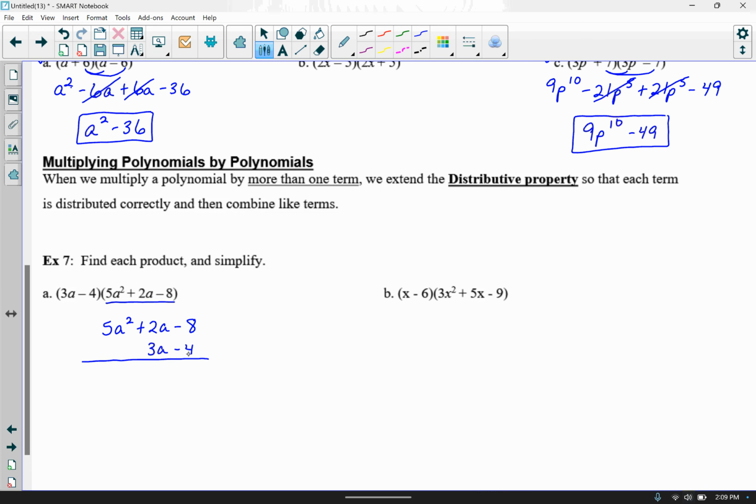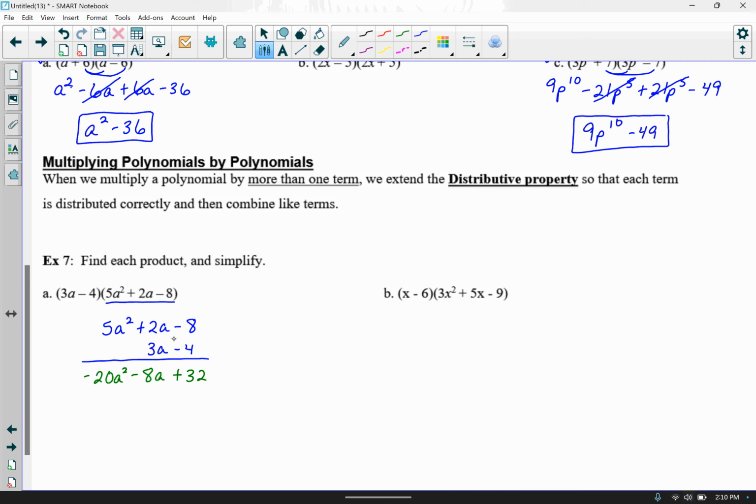So I'm going to take everything first and multiply it times negative 4. So negative 4 times negative 8, positive 32. Negative 4 times 2a, minus 8a. Negative 4 times 5a squared, negative 20a squared. All right, so now we're going to go through and multiply 3a times everything.